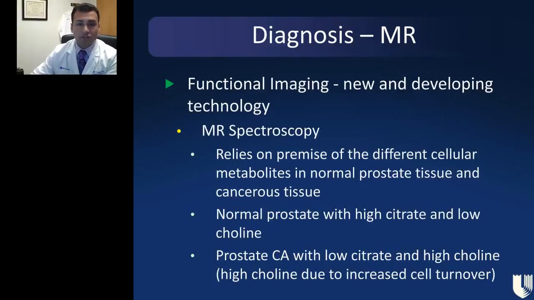The final functional technology I'll talk about is MR spectroscopy, and this relies on the premise that different tissues will metabolize different cellular metabolites in either normal tissue or in cancerous tissue. So normal prostate gland will have high citrate levels and low choline levels, while prostate cancers will show up with low citrate and high choline levels due to their high cell turnover.